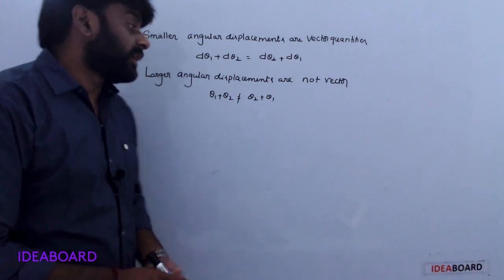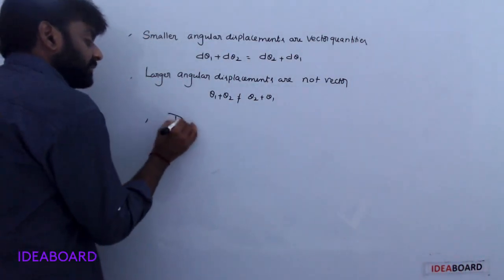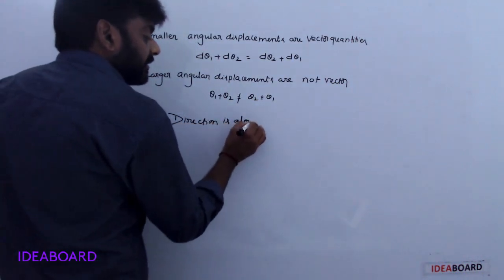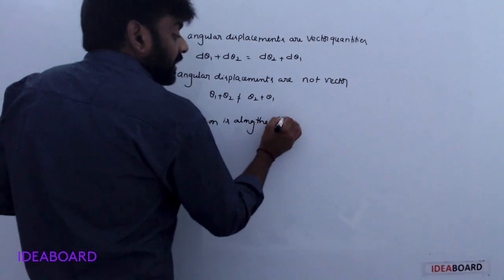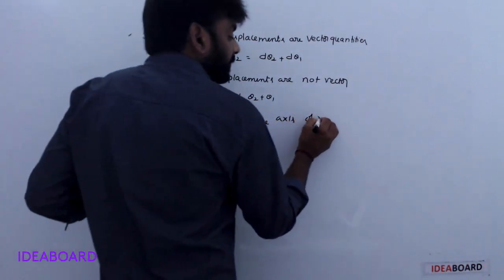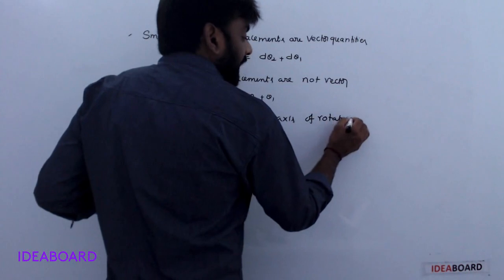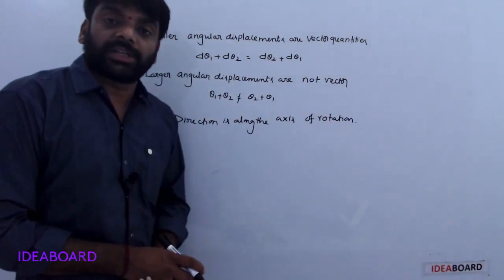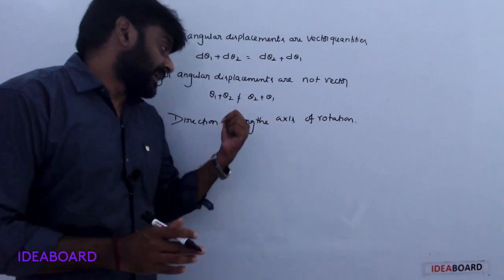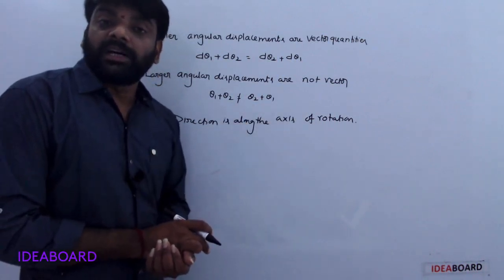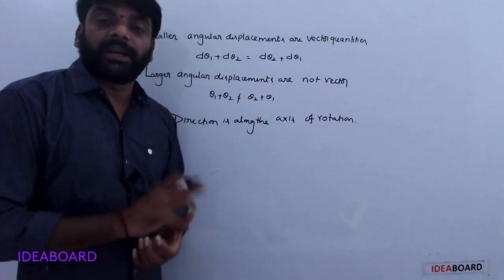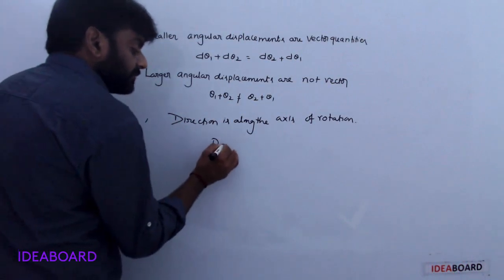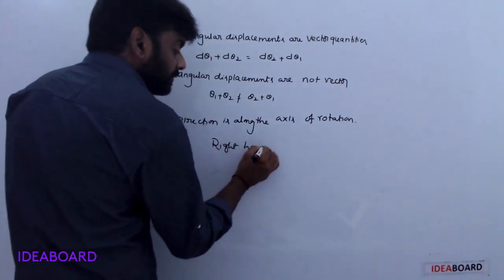At the same time, the direction of angular displacement is along the axis of rotation. This direction is determined by using the right hand screw rule.